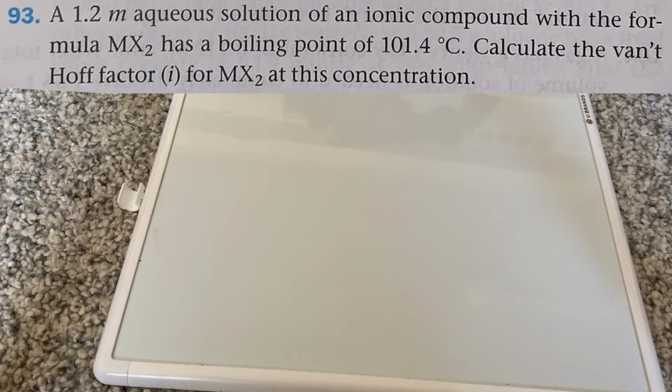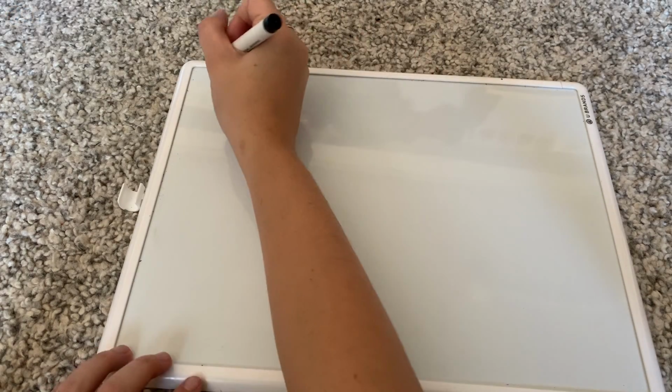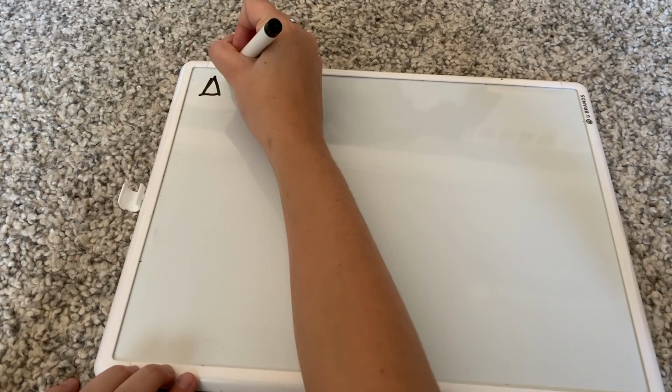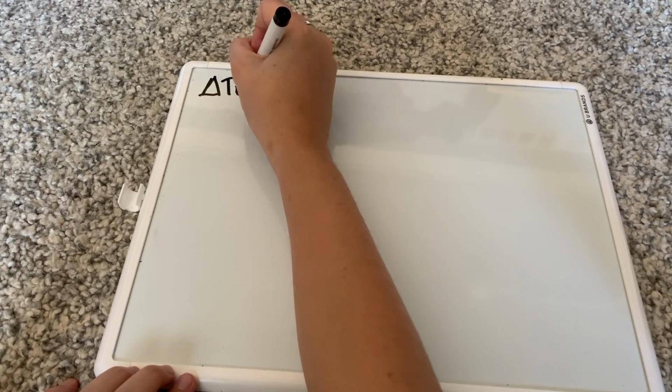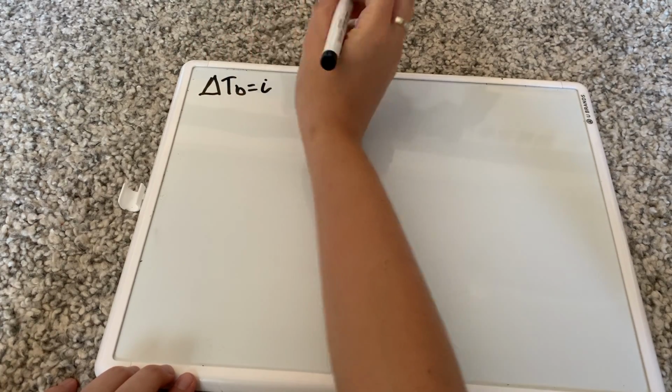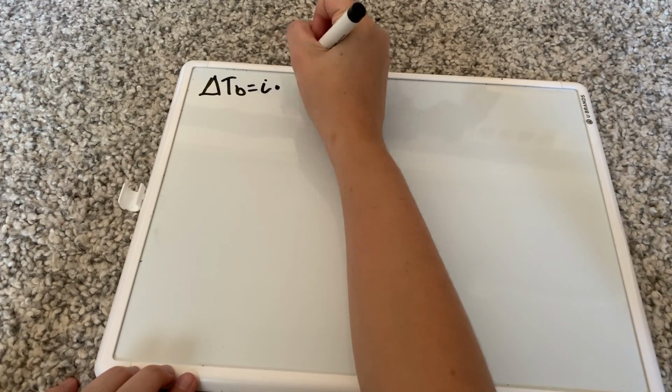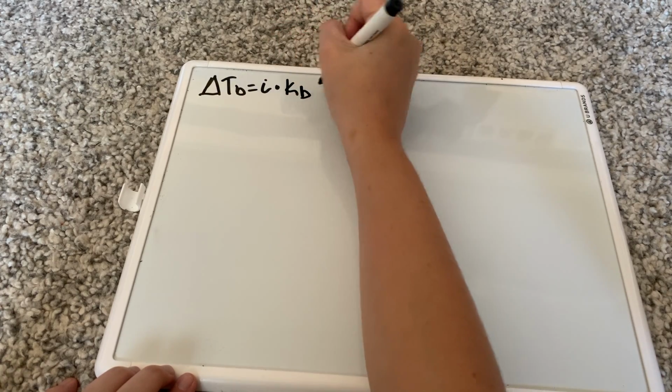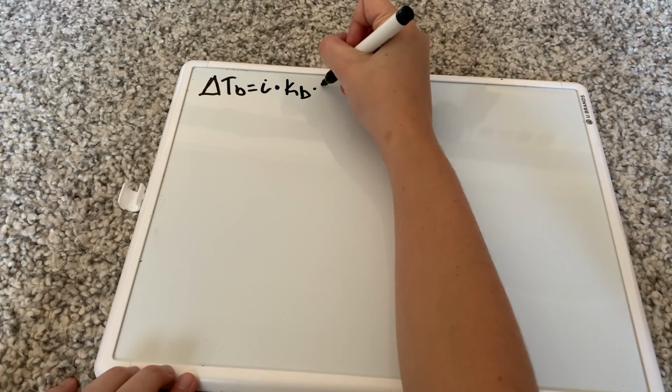I think the best way to begin approaching this problem is to figure out what equation we're going to have to use. First, we know that we're calculating the van 't Hoff factor, which is only in two different formulas that we know, one for boiling point elevation and one for freezing point depression. Since we are given the boiling point of this solution, I'm going to assume that we will be using the equation for boiling point elevation. So I will write the equation: delta T boiling equals i times the K boiling constant times molality.